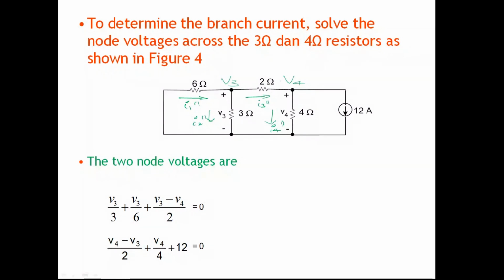Now for this one, if you apply nodal voltage at V3: V3 by 6, V3 by 3 are these currents, and (V3 minus V4) by 2 is equal to 0. This is the first nodal equation. Then the second nodal equation at V4: (V4 minus V3) by 2 is this current, V4 by 4 is that current, and the 12 ampere current is this, equal to this one. This is the second nodal equation.